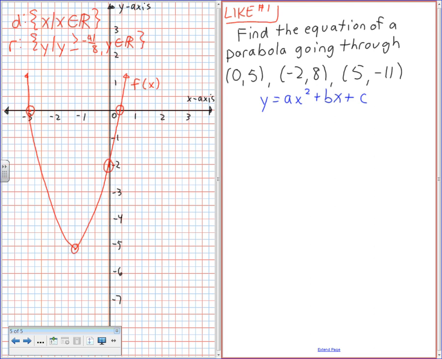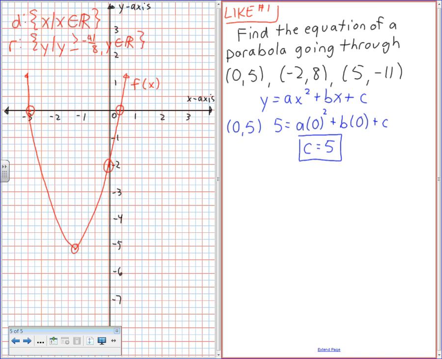All right, can I get another brave soul to tell me how to continue next? Yeah, go ahead. So you take one of the points and you sub the x and y values into the equation. Good. Okay, so we use 0 and 5 first. So it would be 5 is equal to a times 0 squared plus b times 0 plus c. So c equals 5. Okay, great. No, it is c equals 5, that's fine.